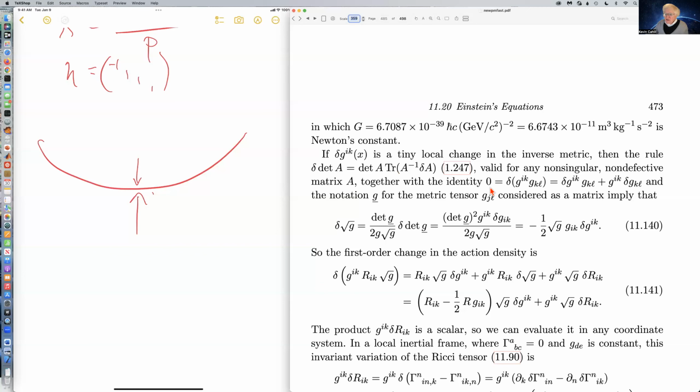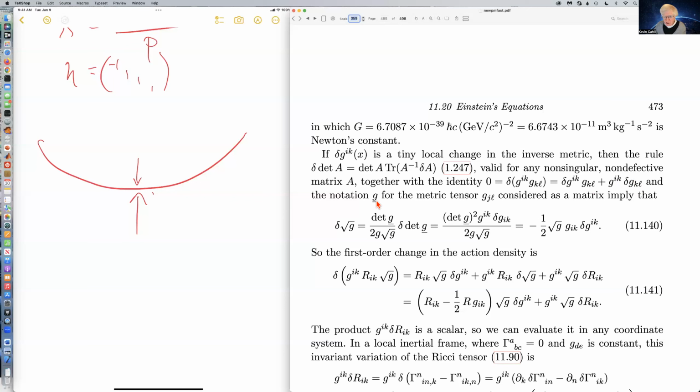Okay, also, if you know that g^{ik} g_{kl} is just the Kronecker delta, delta^i_l, so that's either 1 or 0, and its variation has to be 0. And so that means that the variation of the inverse metric contracted with the metric, plus the inverse metric times the variation of the metric, those add up to 0.